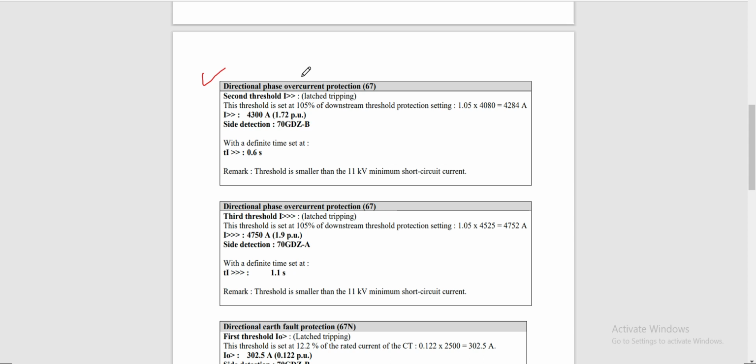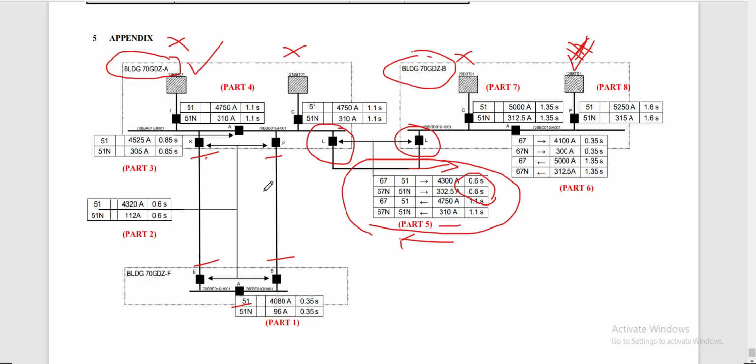Next, the second threshold, we are going to use our directional phase overcurrent protection. This threshold is set at 100% of the downstream threshold protection setting. So what is our downstream from here? The downstream from here is considered to be 4080 ampere. Meaning, let's open this. We are considering the 4080 ampere, this one.